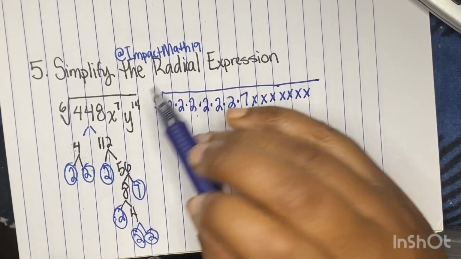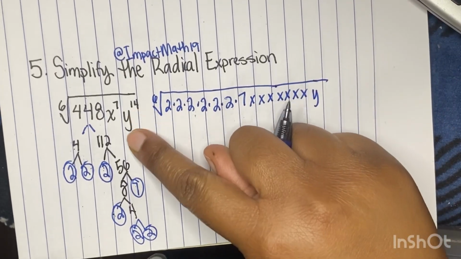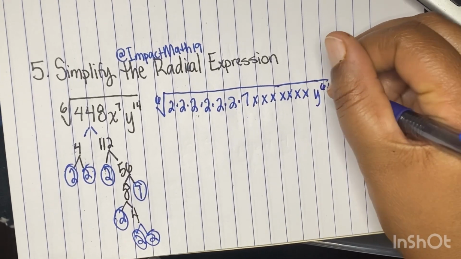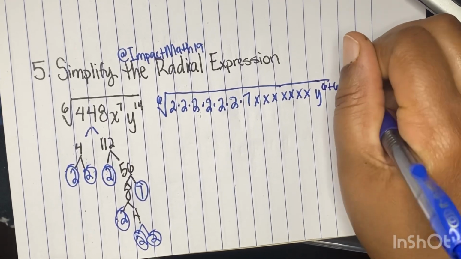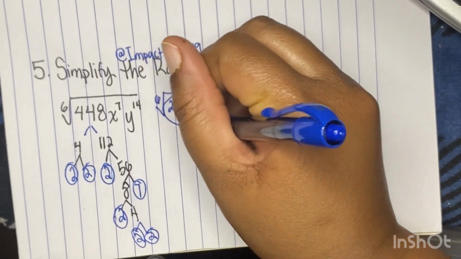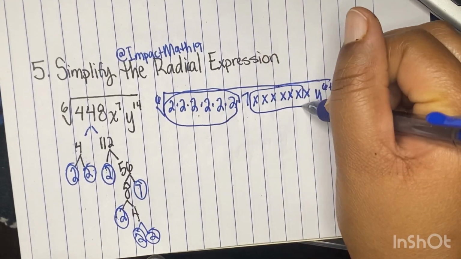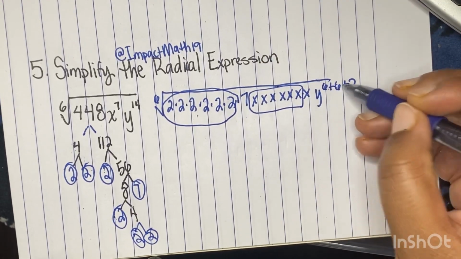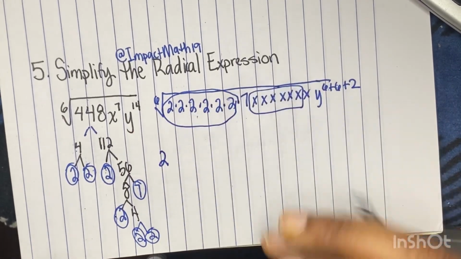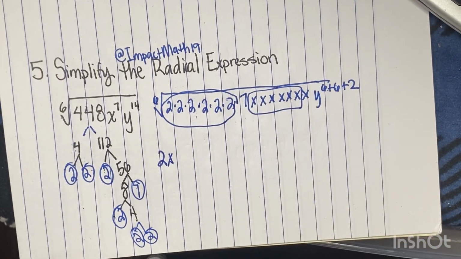And then we can break this y to the 14th. Instead of drawing out 14 y's, what we could do is break it down to 6 plus 6 plus 2, okay? So we have a group of 6 here. We have a group of 6 here. And we have 2 groups of 6 here. So one group of 2 is going to come out. One x is going to come out.